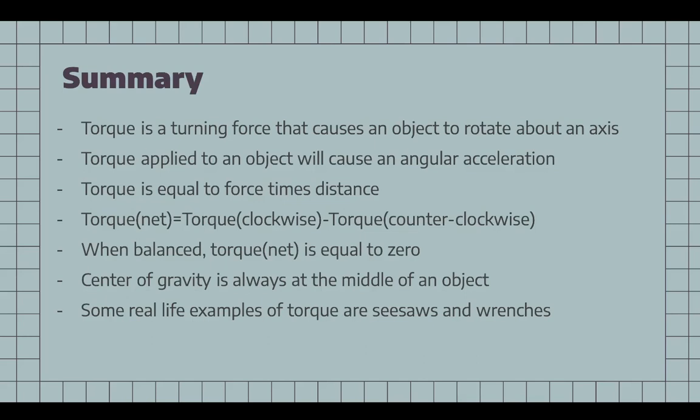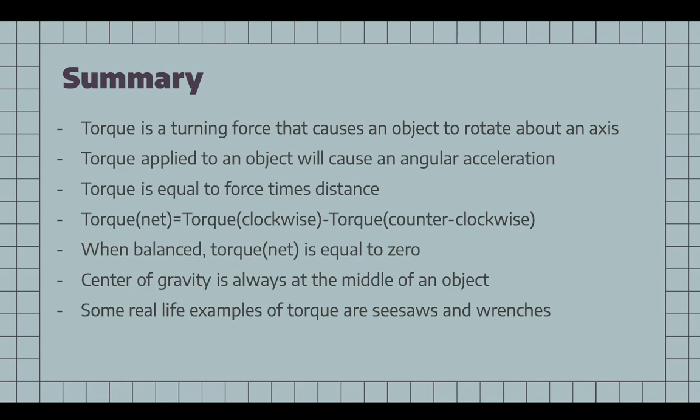In summary, torque is a turning force that causes an object to rotate about an axis. Torque applied to an object will cause an angular acceleration. Torque is equal to force times distance. Torque net equals torque clockwise minus torque counterclockwise. This equation will be used when solving all torque-related problems. When balanced, torque net will be equal to 0.